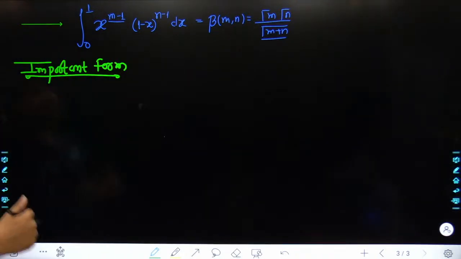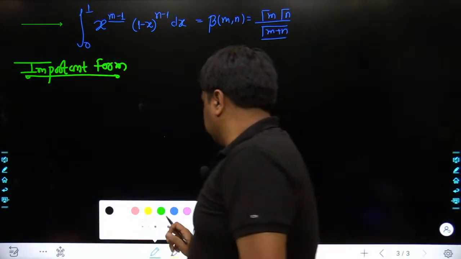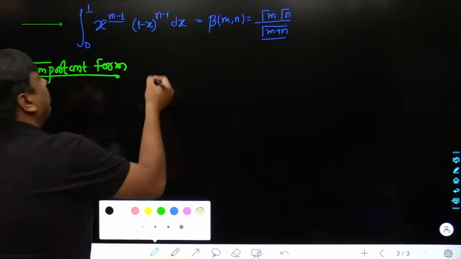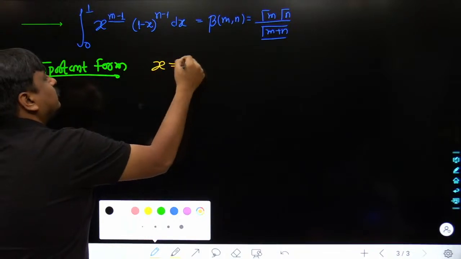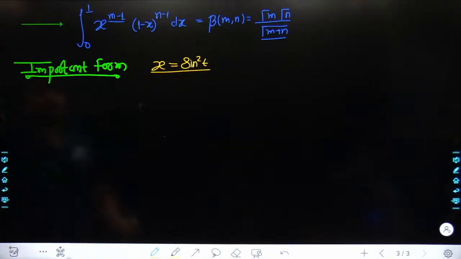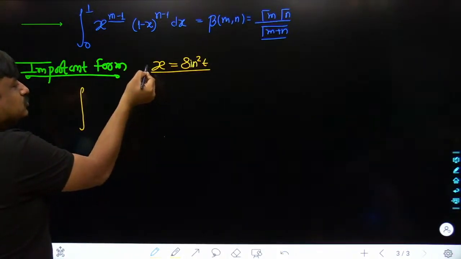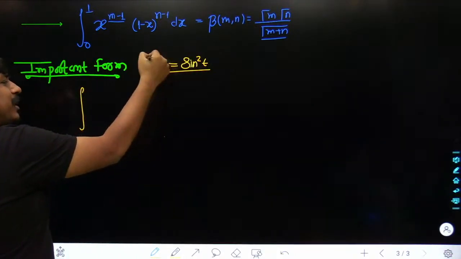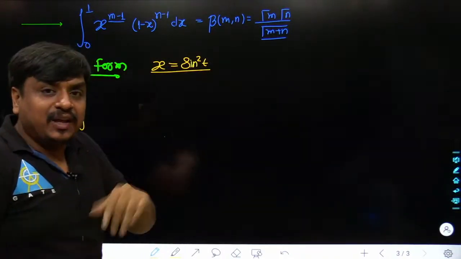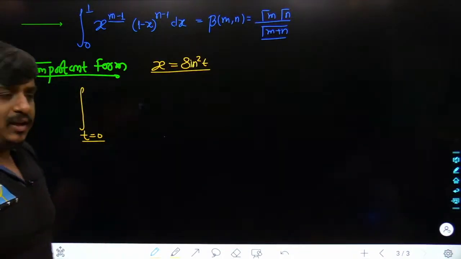A small substitution will make this complete form of the beta integration more powerful. Let's see how. I have just taken x equals sine square of t. So what would be the change in its limits? Once I feed x equals 0, it becomes sine square t equals 0, so taking the square root, sine t equals 0. For which value of t is sine t 0? Obviously at t equals 0 radian.